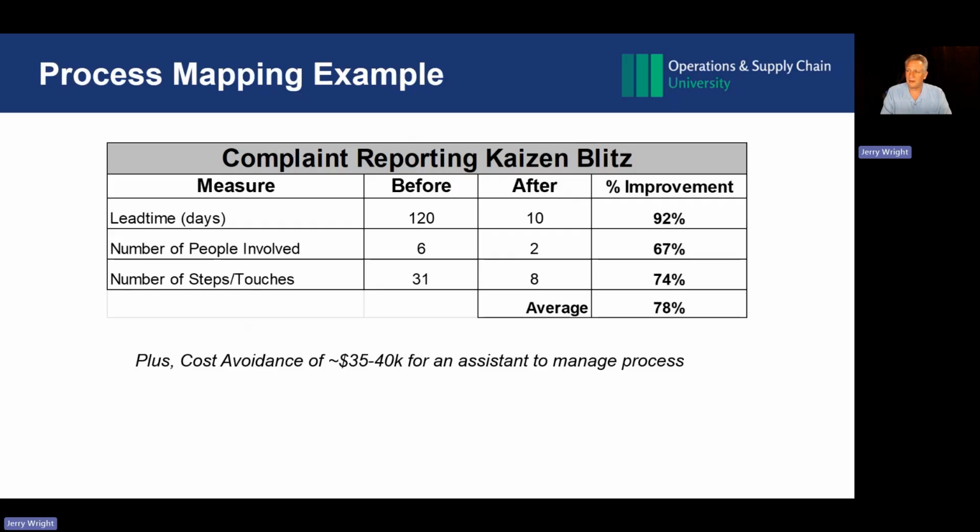I think it's a great one. And this is pretty common to see improvements in administrative areas in the 70 to 80% range. It's not uncommon. And process mapping is a great technique. Just make sure everybody's there and we all agree on what the process is.